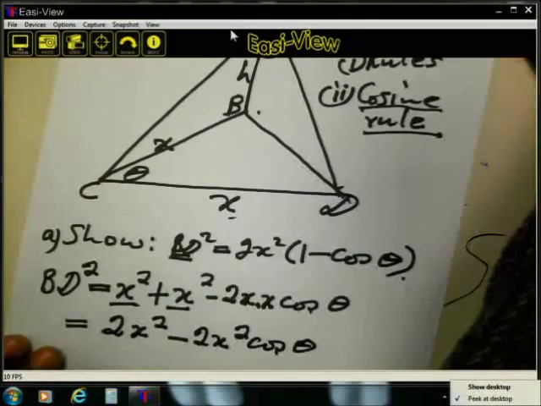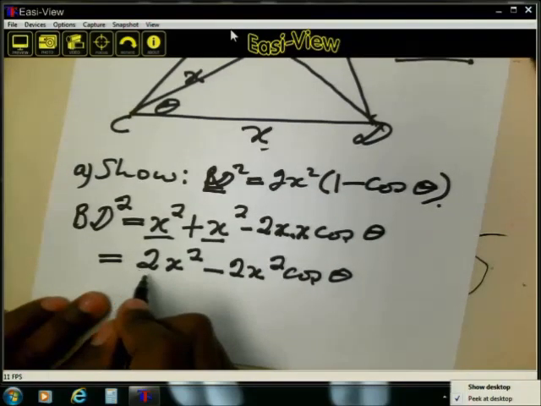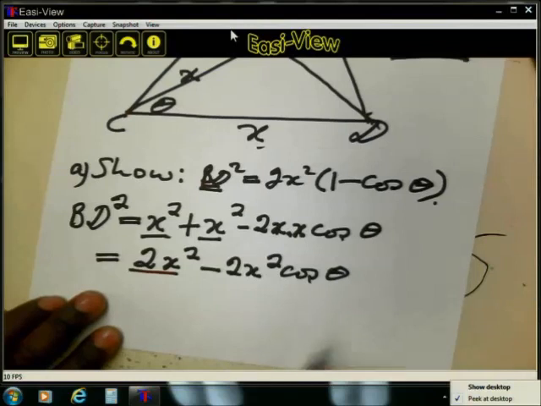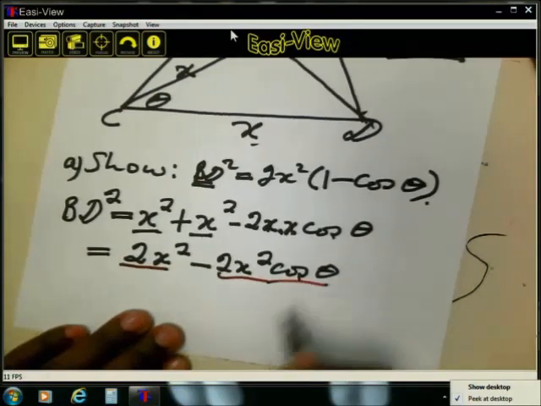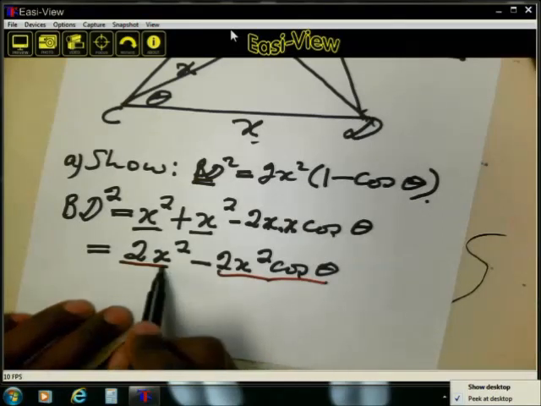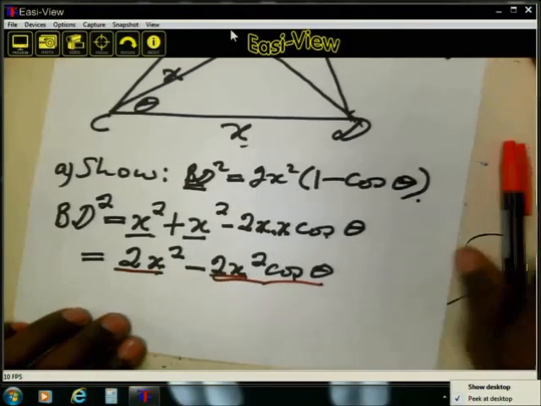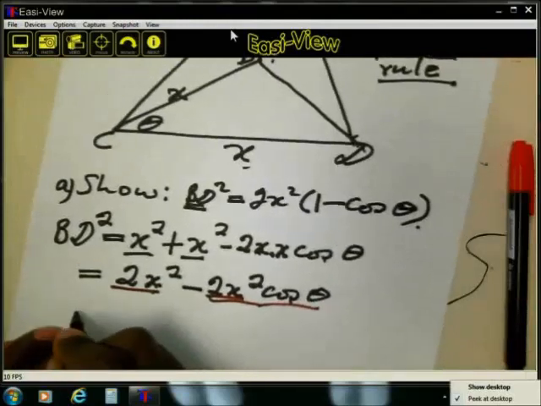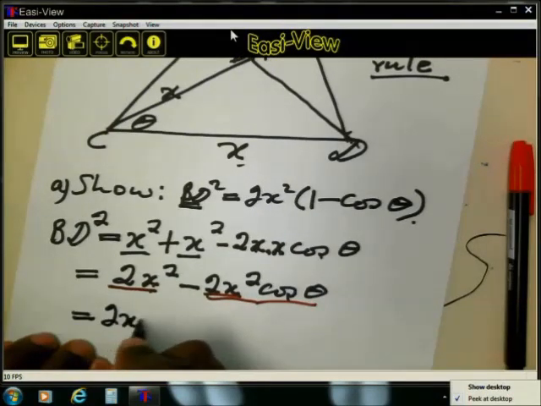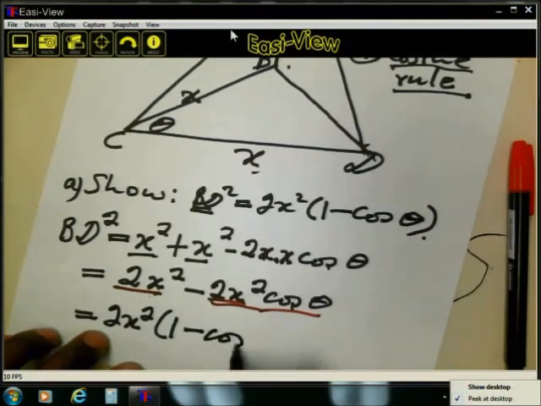What does your mathematics say? I have two terms. This is one term. This is the other term. But in this one term, there's 2x squared. Also here, there is 2x squared. So we take the 2x squared out. And we are left here with 1, here with cos theta.